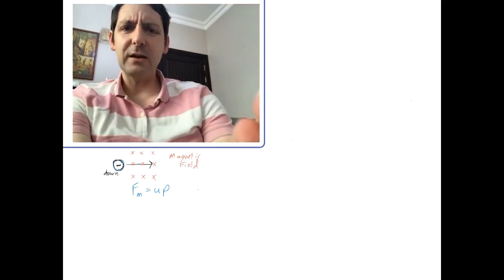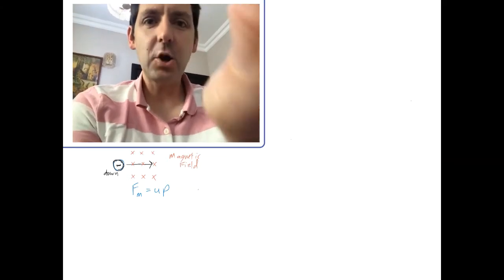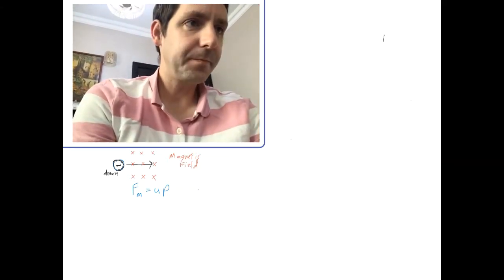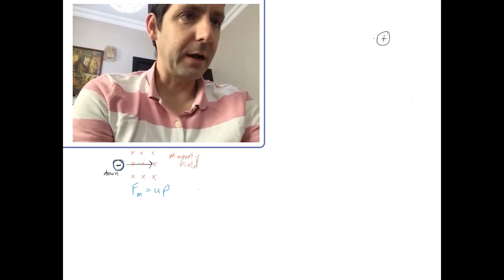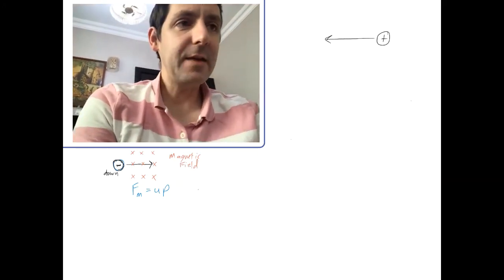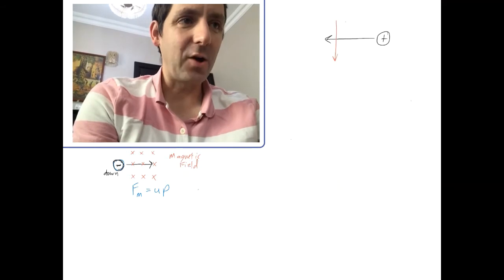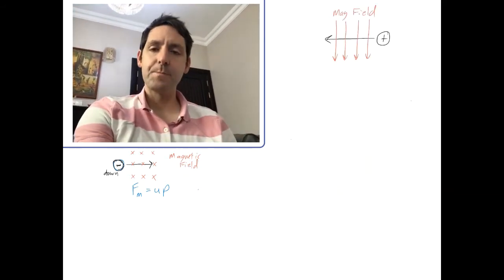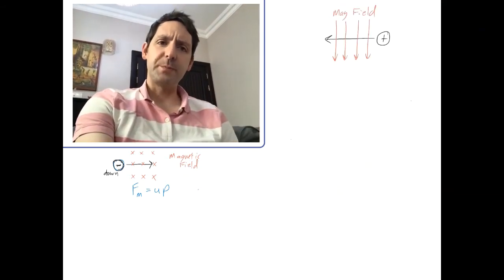Let's see if we can consider a different option. Let's go positive charge, and we're going to have that positive charge moving to the left this time. And let's say that the magnetic field is down, just like that. So what would the force be?